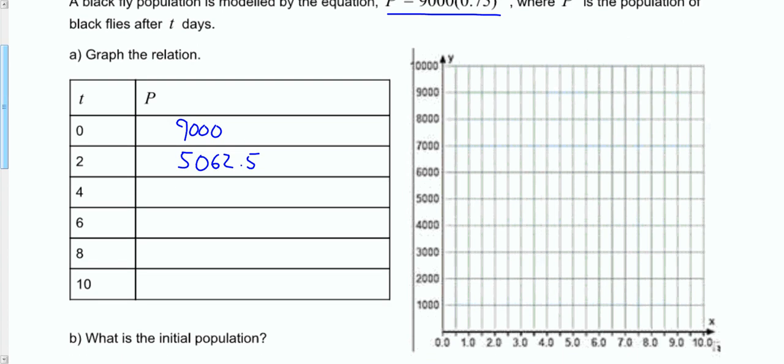Then I'm going to do the same thing. I'm going to start off with 9,000 times 0.75. That 0.75 is raised to the exponent 4. That's going to give me 2847 point, call it 66.